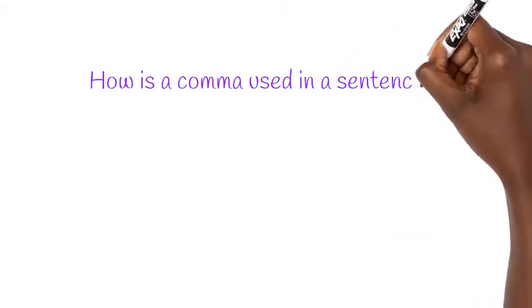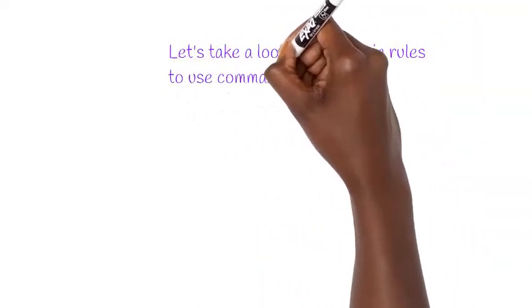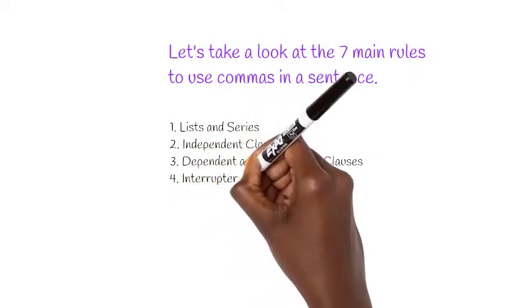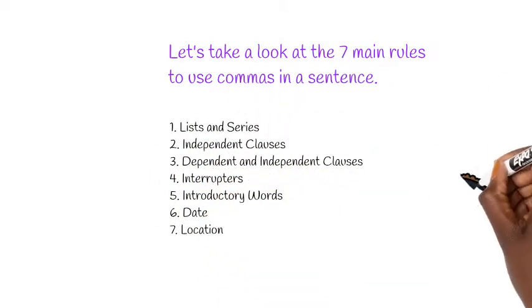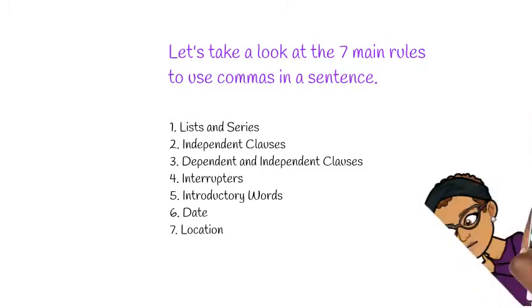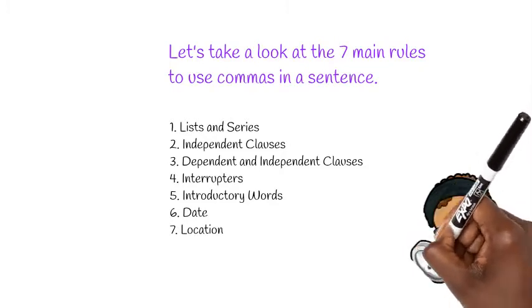How is a comma used in a sentence? Let's take a look at the 7 main rules to use a comma. 1. List series. 2. Independent clauses. 3. Dependent and independent clauses. 4. Interrupters. 5. Introductory words. 6. Date. And 7. Location.